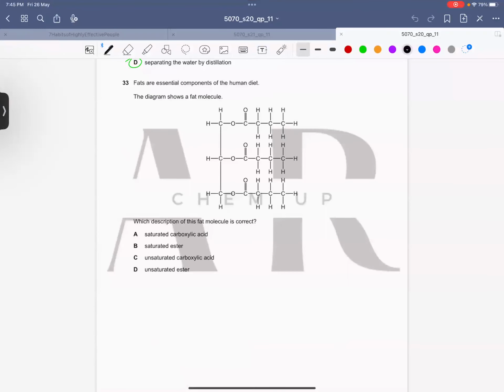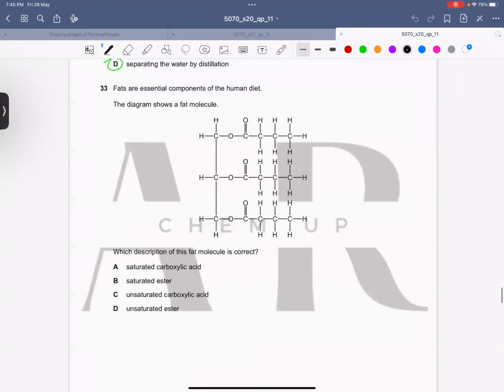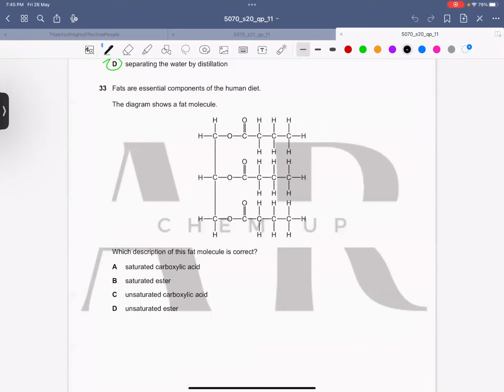Okay, so we were doing the May-June 2020 paper 1-1, and we have to start with question number 33. Fats are essential components of human diet. The diagram shows a fat molecule. Which description of this fat molecule is correct?